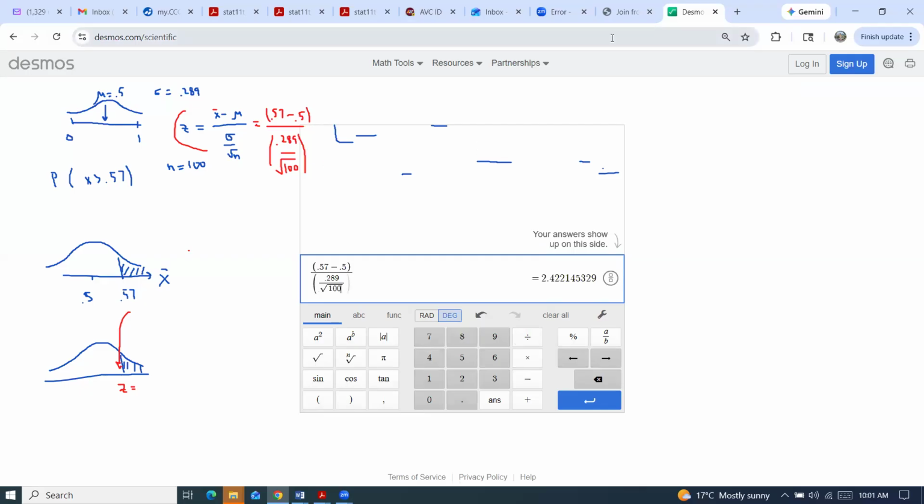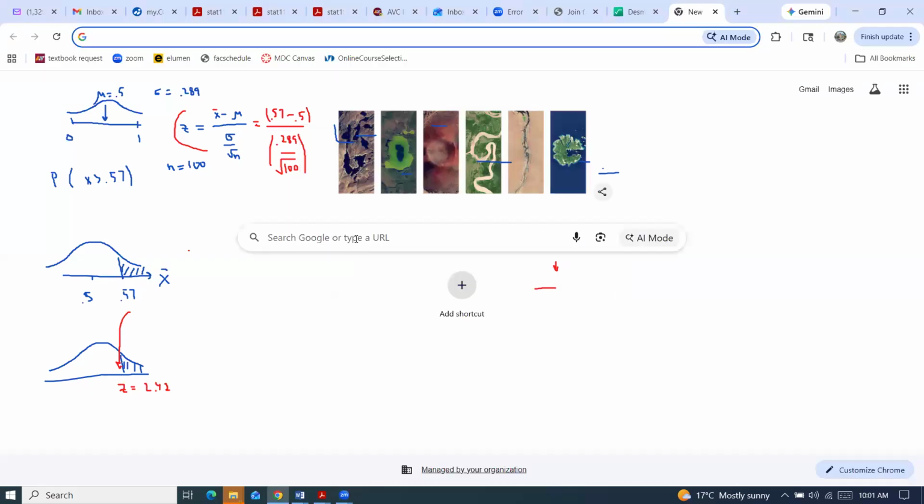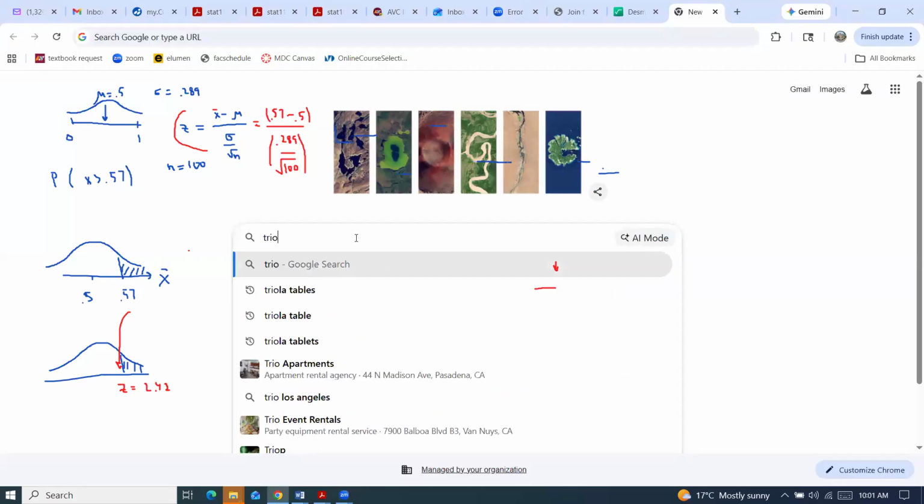So it looks the same exact way that I have to do. So now I got the hundredths, right? Point, so right here, 2.42, right? Because the digit that follows that 2 is another 2, less than 5, so I leave it as 2.42. Great, we now need tables. So let me get the tables. Triola table.